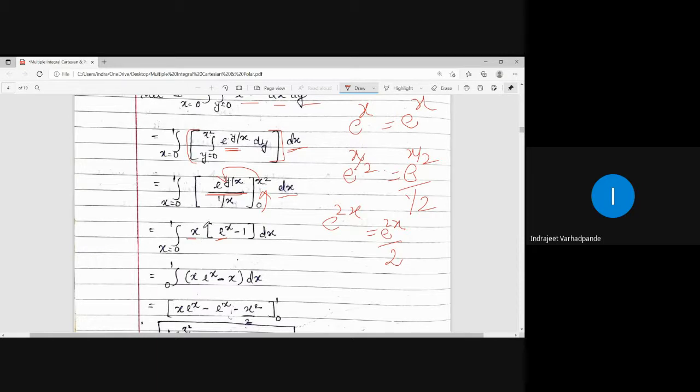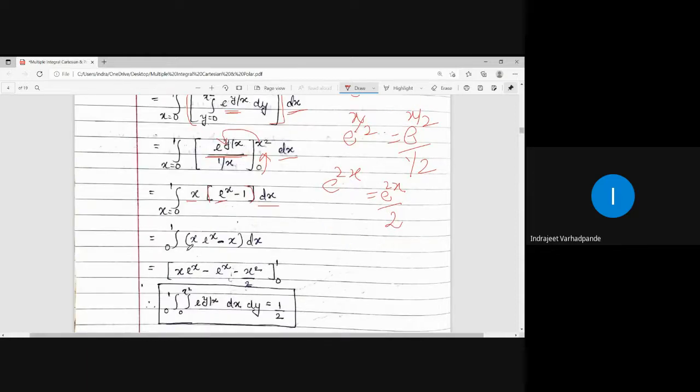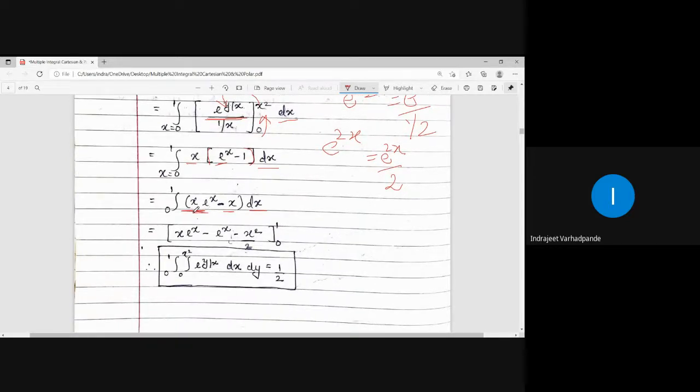So it is x multiplied by e to the power x minus 1 dx. Open the bracket, you get x e to the power x minus x whole dx. I am left with the simple integration with respect to x. The integration of the term x e to the power x will be x e to the power x minus e to the power x, the common normal integration, minus, after applying Leibniz rule, you get the answer. Integration of x is x square by 2. Put the upper limit as 1, lower limit as 0, your final answer will come out as 1 by 2.